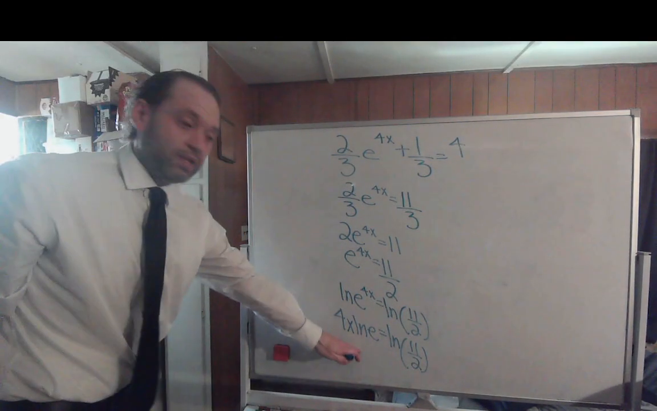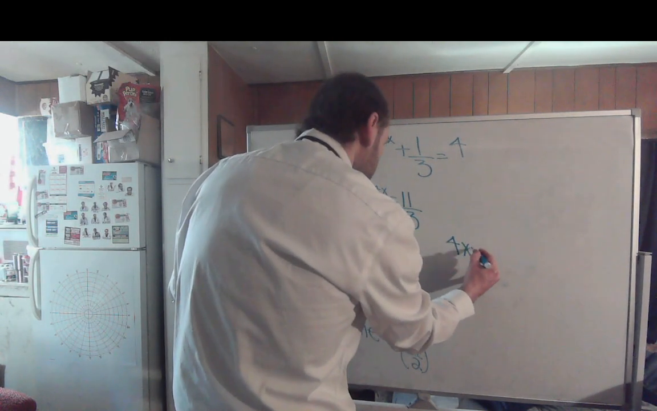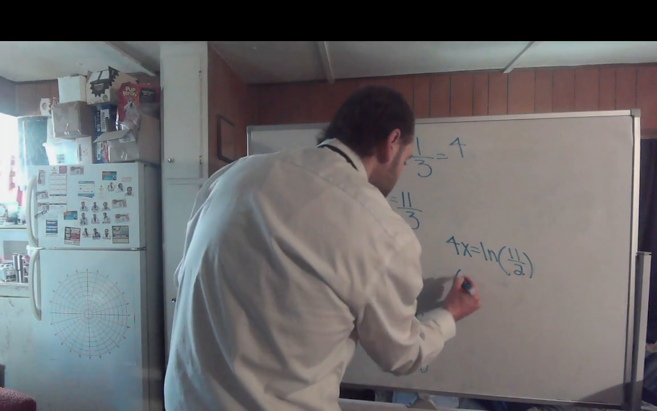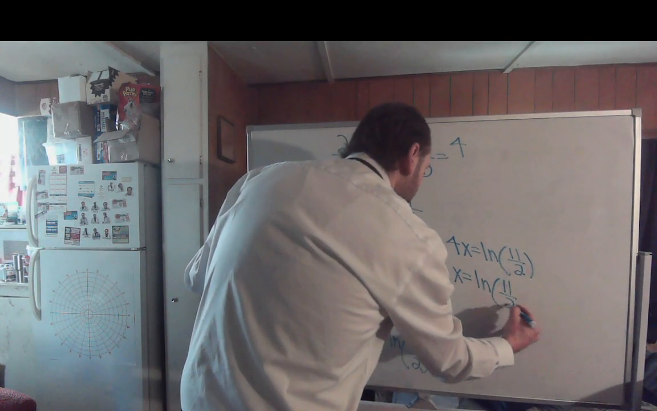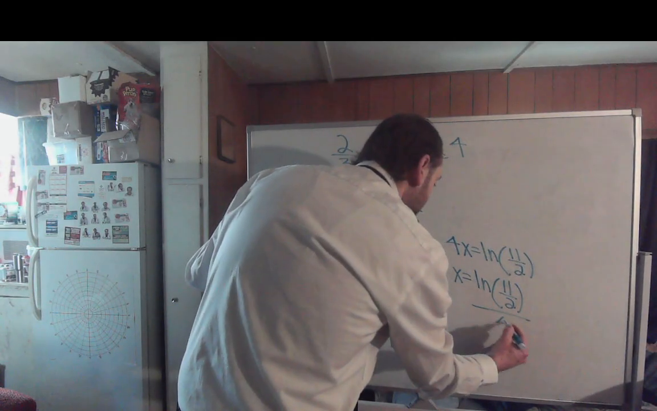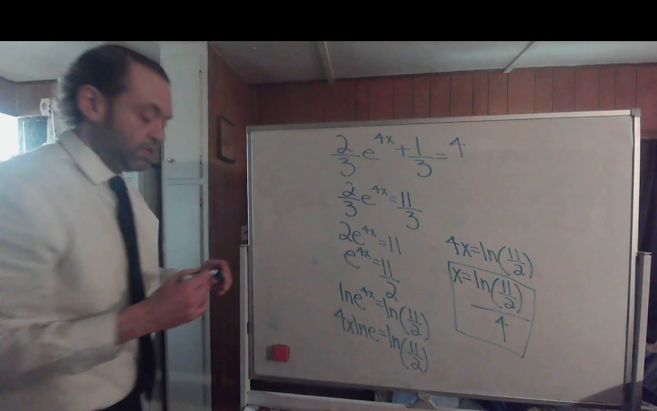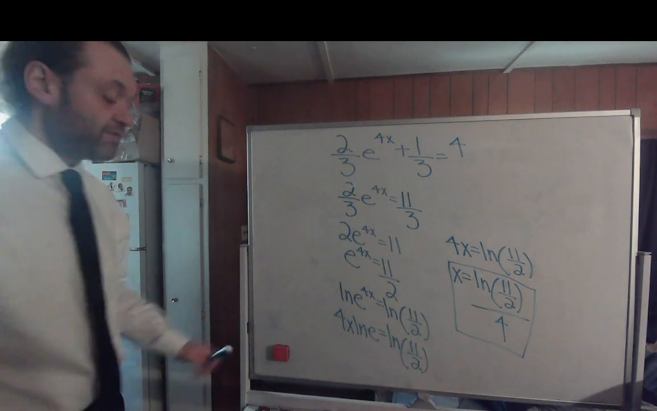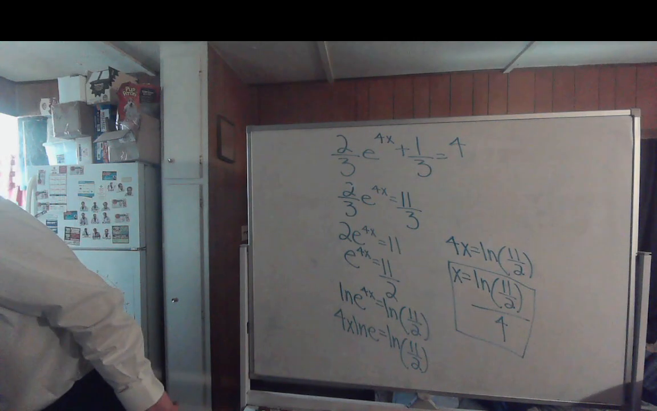Alright, so what is the ln of e? That's just 1. You'll literally get 4x equals the natural log of 11/2. And then solve for x, just divide both sides by 4. You'll get x equals the natural log of 11/2 over 4. So that should be the exact answer you would get. X would equal the natural log of 11/2 divided by 4. Kind of a hideous answer, but that's what it is. 4 more.